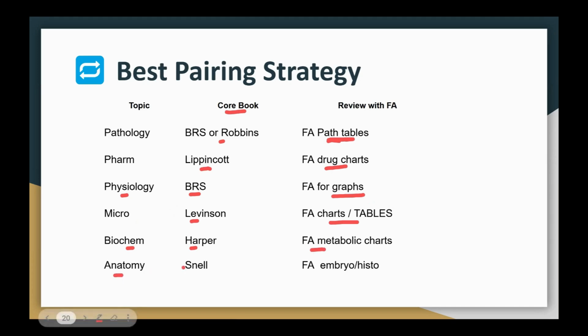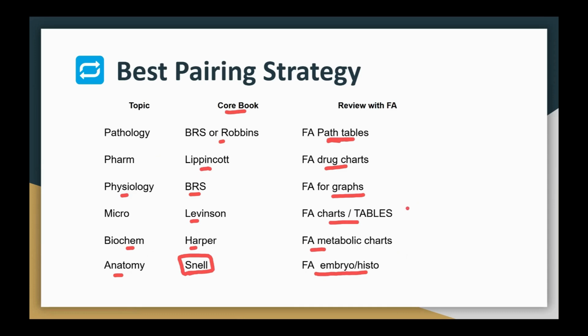Similarly, for anatomy, you will be using Snell as a core book. That is the book that you need to follow thoroughly. You can skip using these core books for other subjects, but for anatomy, Snell is going to be the core book. Similarly, First Aid can help you with embryology, histology, and neurology and neuroanatomy.